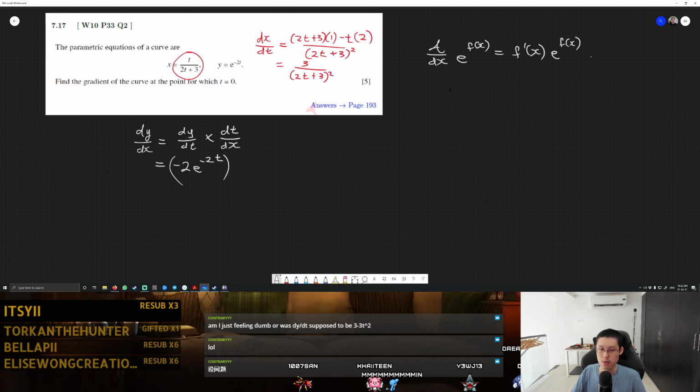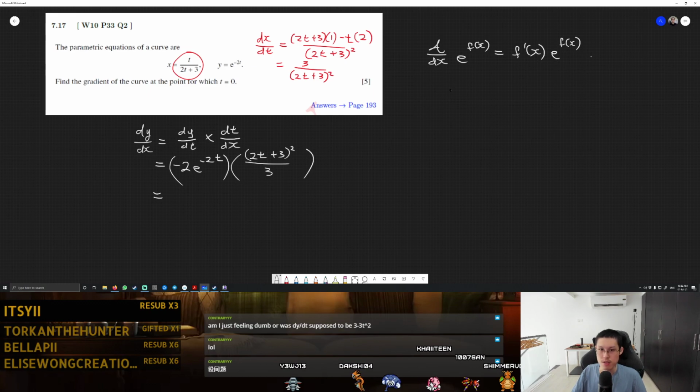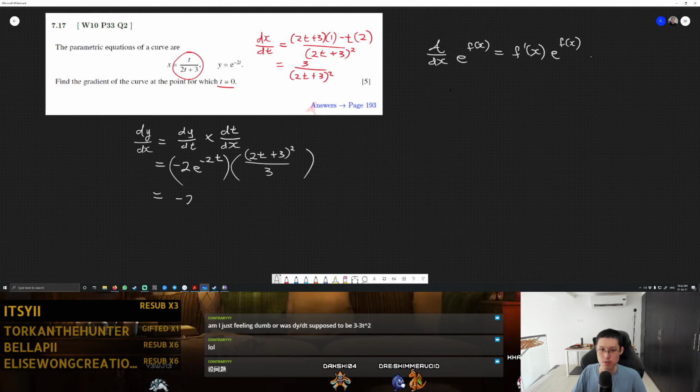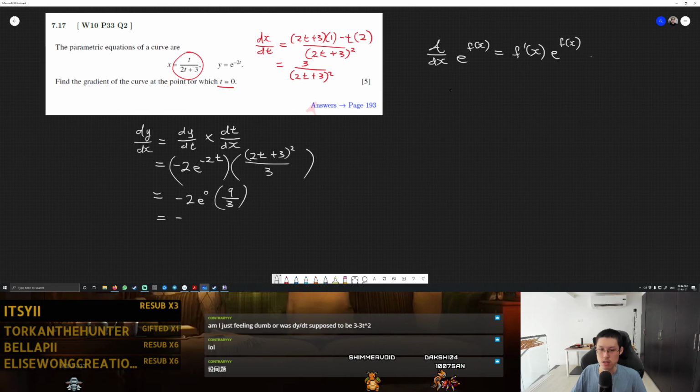And then we're going to take that and chuck that in here, but we're going to have to flip it upside down because this is dt/dx, not dx/dt. So we're going to get (2t plus 3) squared divided by 3. There we go. So now that we have worked out what dy/dx is, we're going to substitute t equals 0 in there. So we're going to get negative 2e^0 times 9 over 3. So that's going to give me negative 2 times 3, which is negative 6. And you are done. That's it.